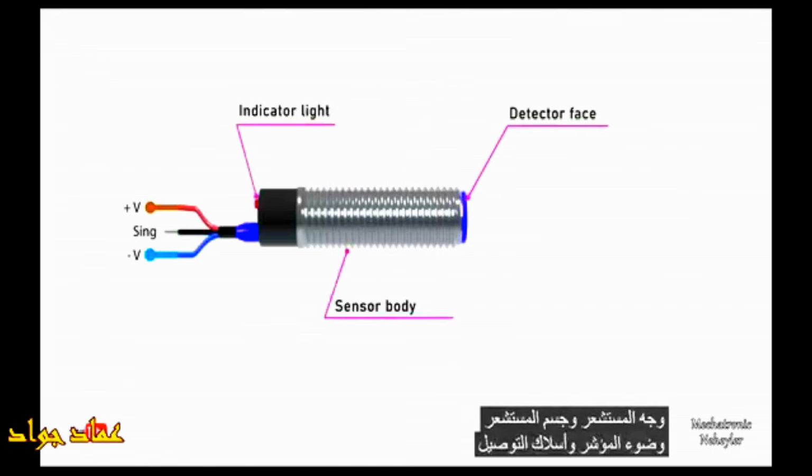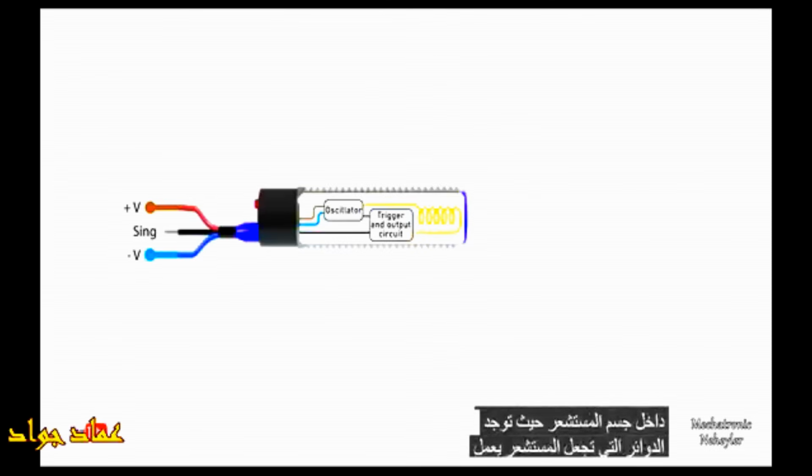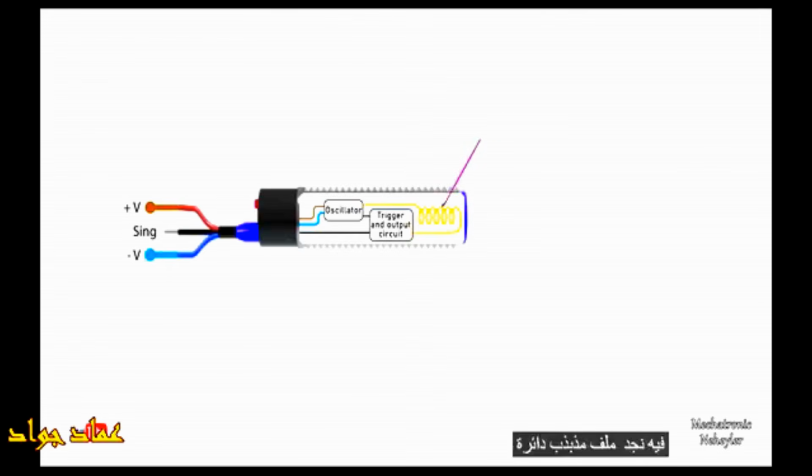The four main external parts of an inductive sensor are the sensor face, the sensor body, the indicator light, and the connecting wires. Inside the sensor body is where the circuitry that makes the sensor work is located. In it, we find a coil, an oscillator, the trigger circuit, and the output circuit.